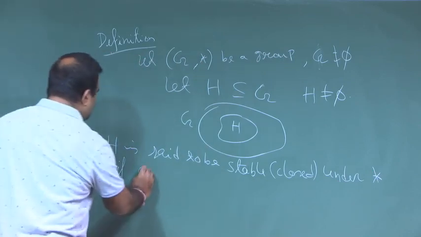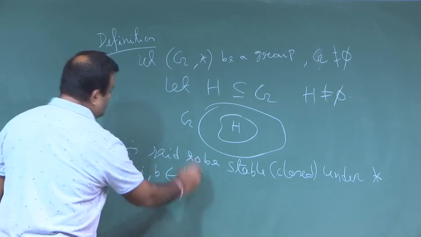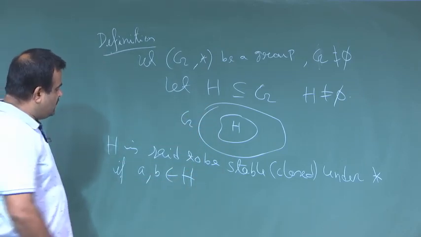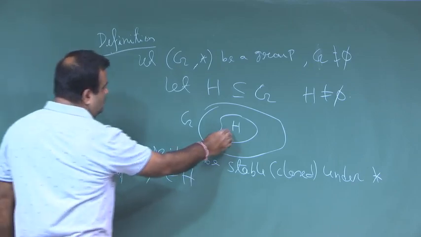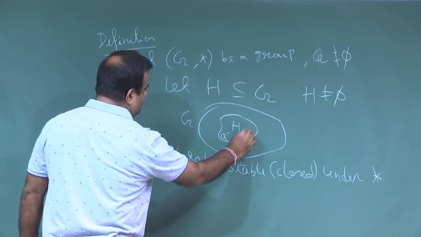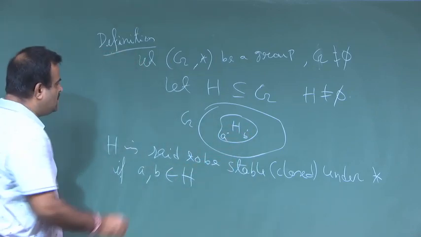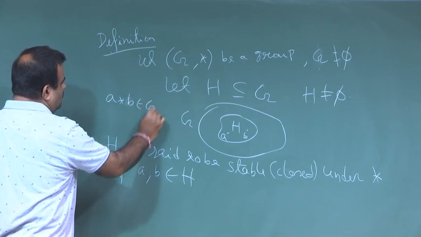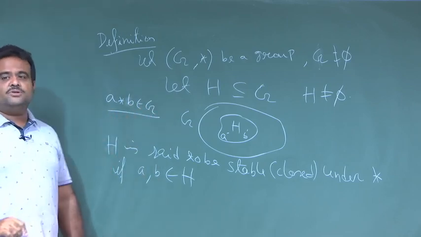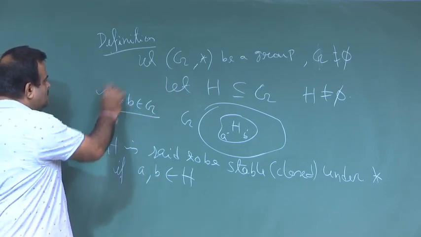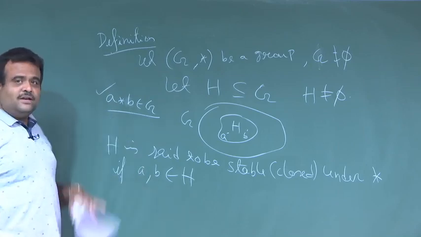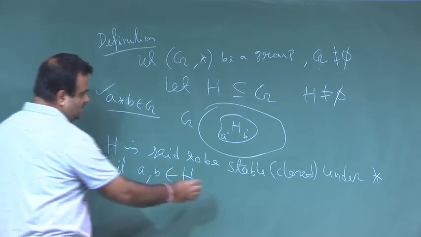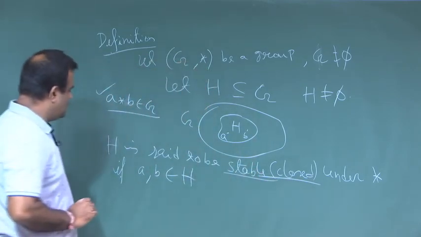you take any two elements A, B from H, these are also elements in G. So, A star B will be an element of G, this we know because G is a group. So, the closure property will be satisfied, this is okay, but it need not be in H again, but we want this to be in H. So, that is the stability, that is called stable or closed under this.